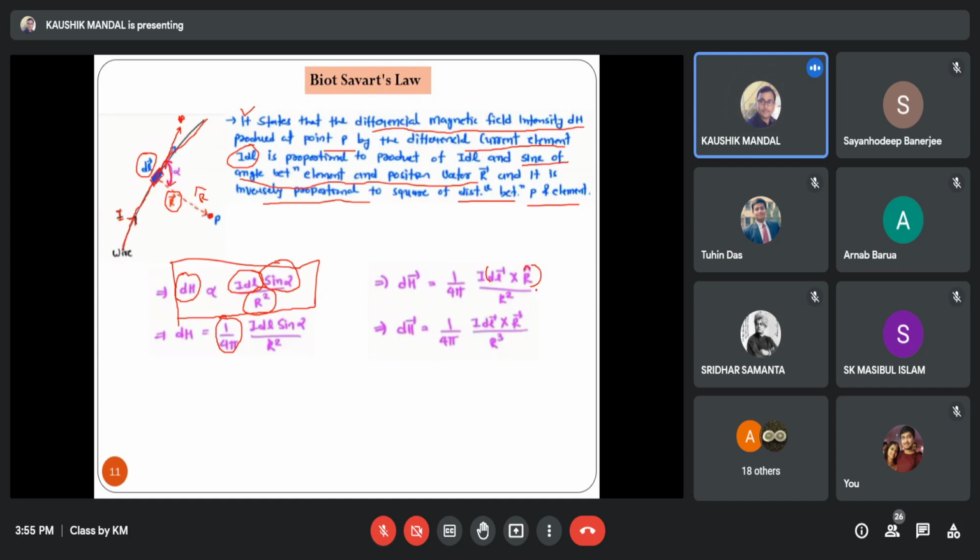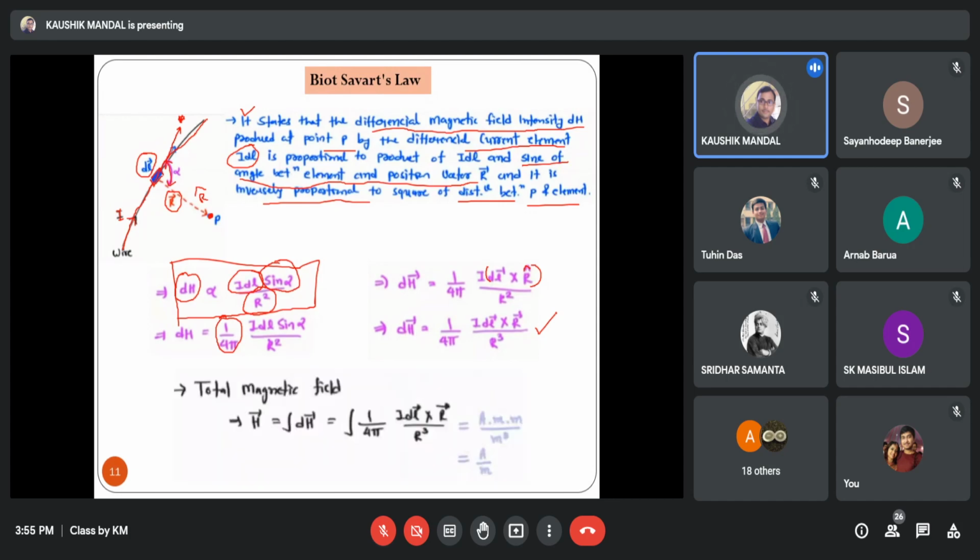Now we know how we can rewrite this unit vector r cap equal to vector r divided by r. So r square becomes r cube. Clear? So the elementary or differential magnetic field intensity dH equals 1 by 4 pi I dl cross r divided by r cube. This is the differential field strength.